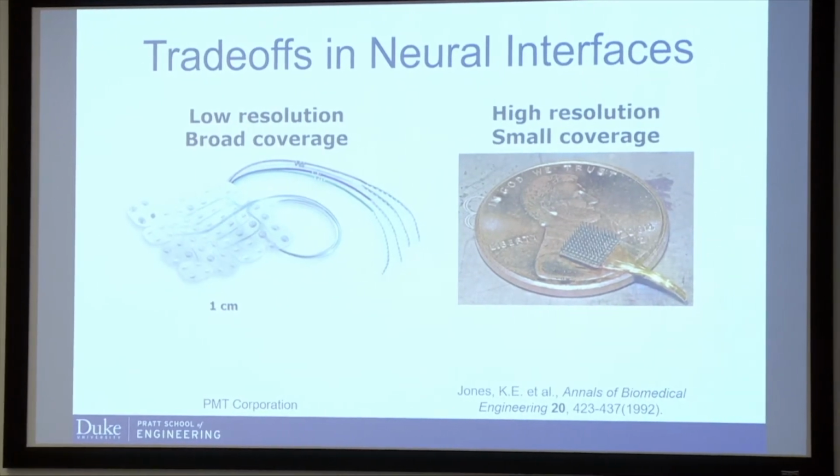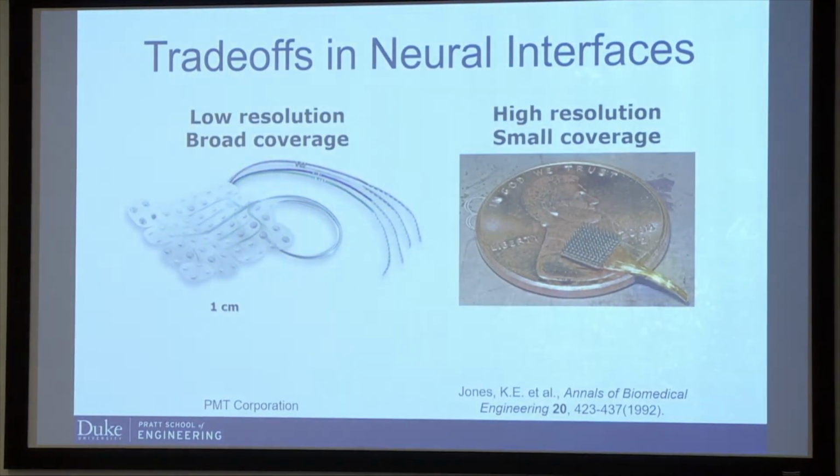And so this is an example of a Utah array. We can get nice high resolution recording, but from very limited areas in the brain. And the challenge here is that this doesn't fit very well with the way our brains work. We have 12 million neurons underneath each one of these 1 centimeter electrodes. So we'd like to be able to sample at this really fine spatial scale over large areas.